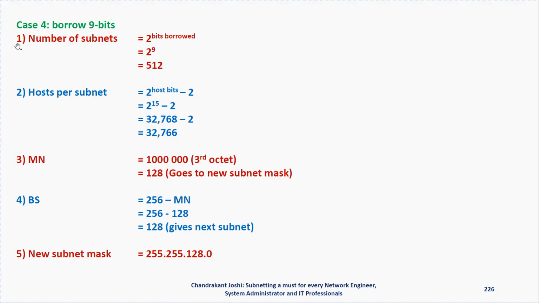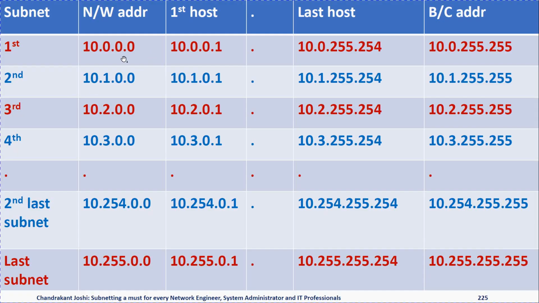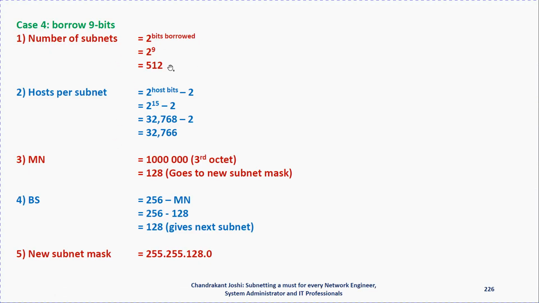The second octet game is over. So when we borrow 8 bits, we are still playing in the second octet. But when we borrow 9 bits, our game is in the third octet. So magic number is in the third octet. Find the block size, which is 128. 128 is the block size, the incremental value in the third octet. And then we get the new subnet mask.